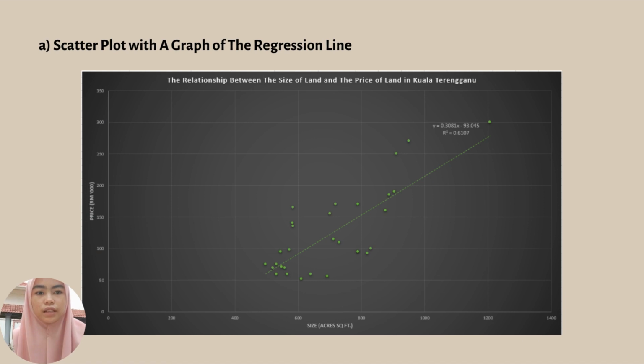Right, next is the scatter plot with a graph of the regression line. The diagram shows the relationship between the size of land and the price of land in Kuala Terengganu. For this data, the dependent variable is the price of land, while the independent variable is the size of land. As you can see, the diagram shows that when the size of land increases, the price of land also increases.